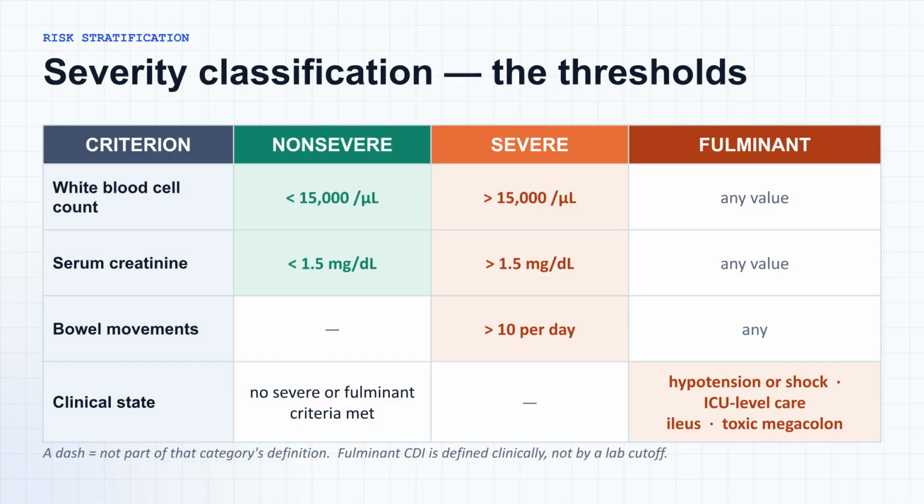Severity classification drives therapy, so learn the thresholds exactly. Non-severe disease means a white blood cell count under 15,000 and a creatinine under 1.5. Severe disease means more than 10 bowel movements a day, a white count above 15,000, or a creatinine above 1.5. Fulminant disease is different. It is defined clinically, not by a laboratory value. Hypotension or shock, the need for intensive care, ileus, or megacolon. Any one of those makes it fulminant, regardless of the white count.